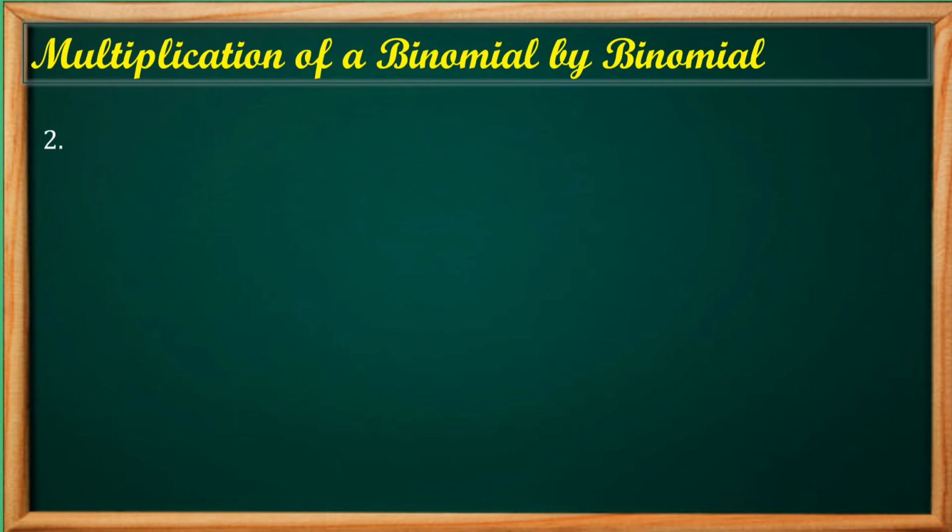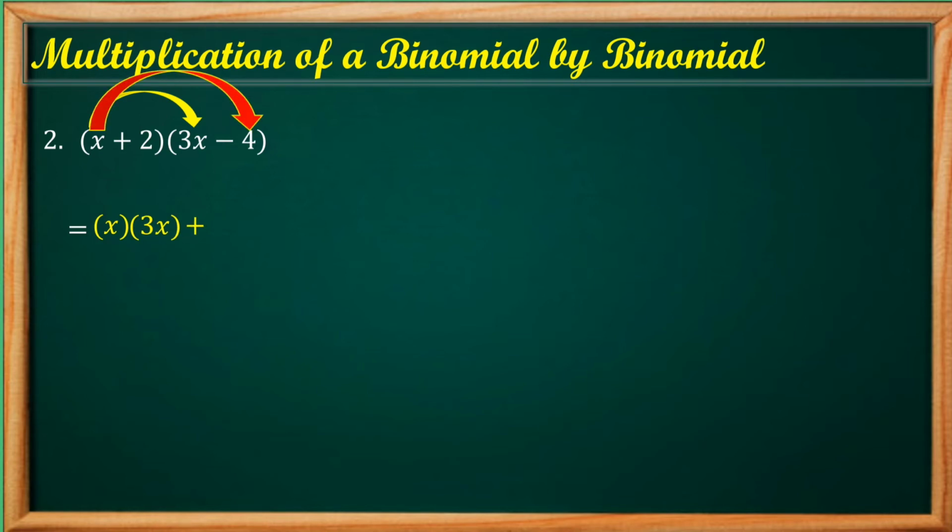Example tayo. How about we have here x plus 2 times 3x minus 4. Okay, again, multiply first the first terms. It means x times 3x plus, okay, the outer term, x times negative 4. Next, plus the inner term, which is 2 times 3x. Plus the L, which is the last term, 2 times negative 4.